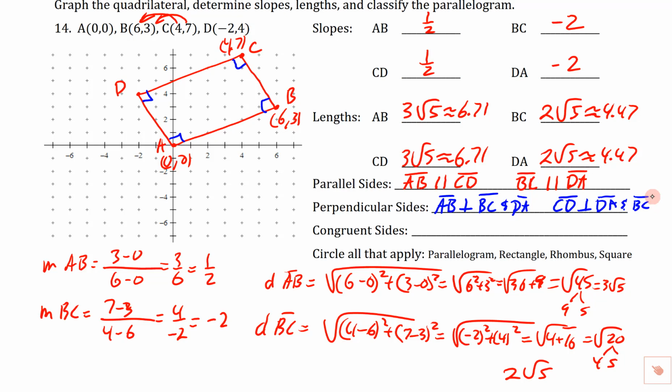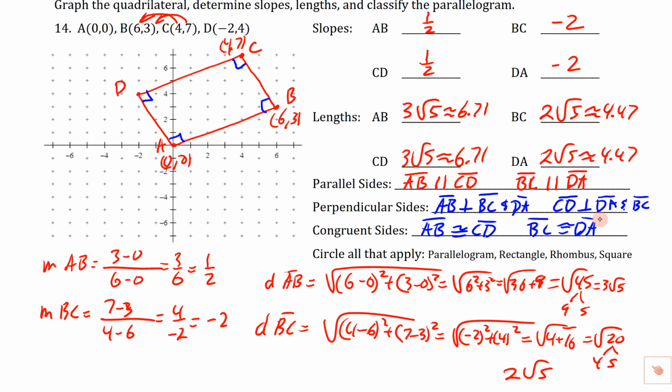And then congruent sides are pretty easy. Those are just the ones that are exactly the same length. So we're going to say that AB is congruent to CD. And then we're also going to say that BC is congruent to DA.